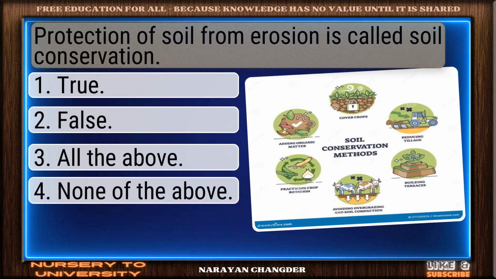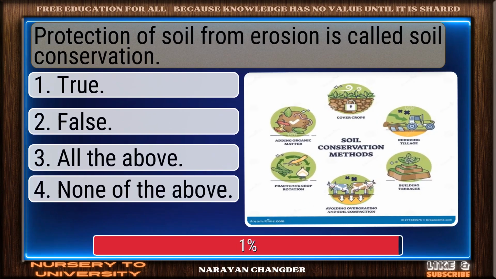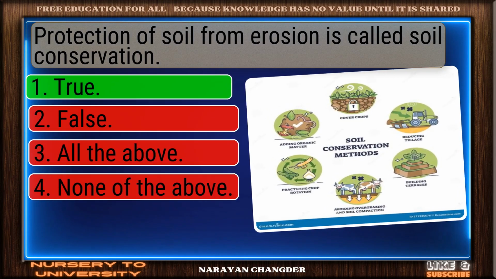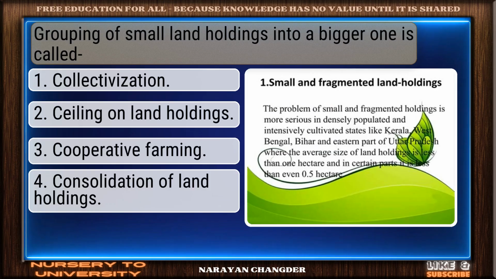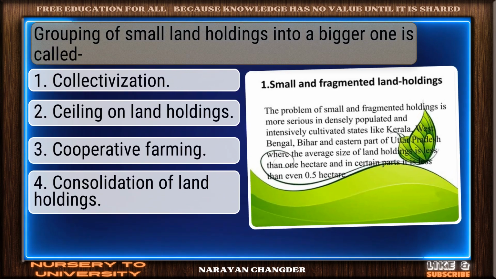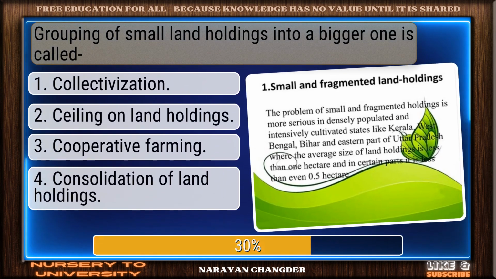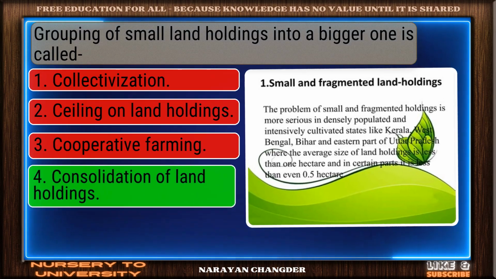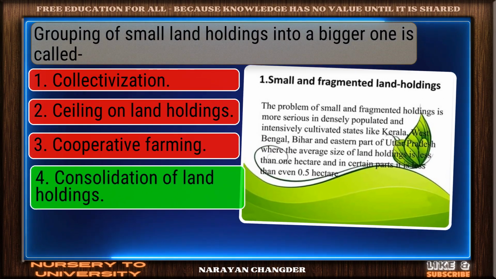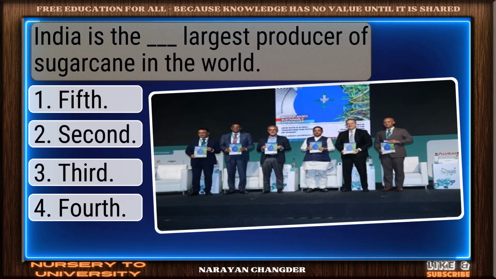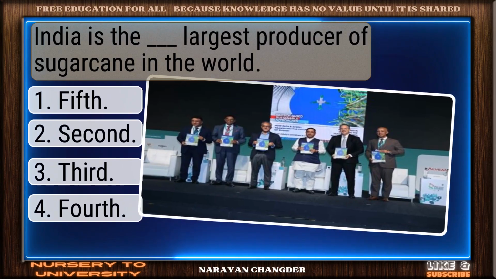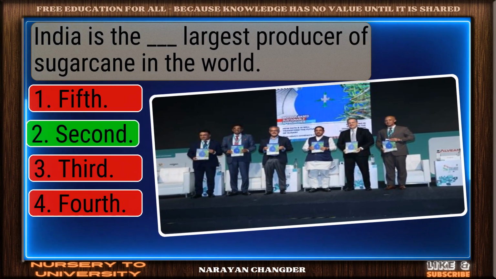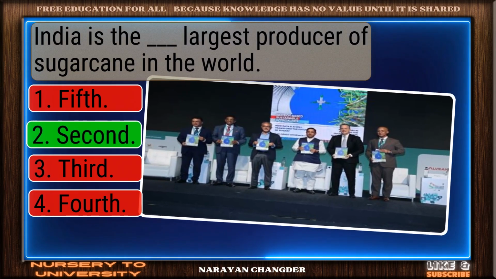Protection of soil from erosion is called soil conservation. Nicely done. True is solid. Grouping of small land holdings into a bigger one is called. Right choice. Consolidation of land holdings is best. India is the largest producer of sugarcane in the world. You're right. Second is correct.